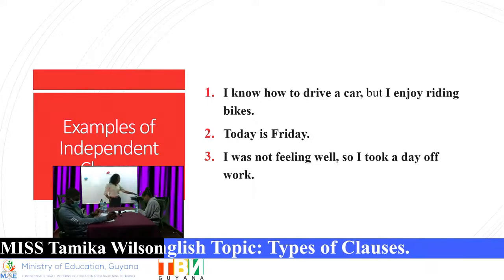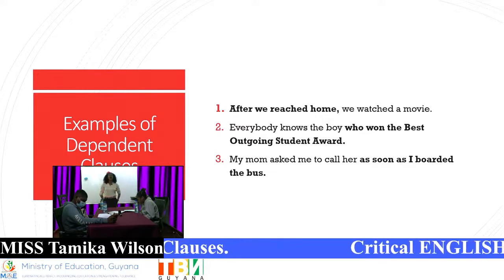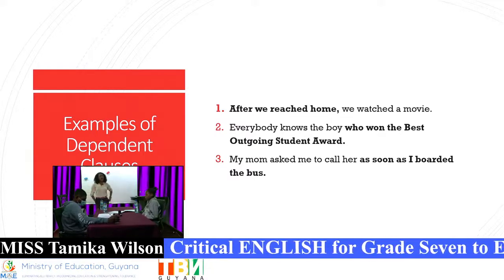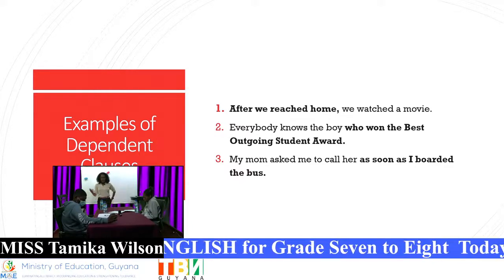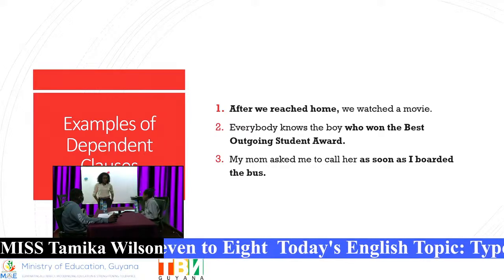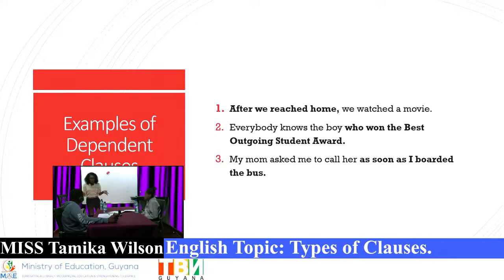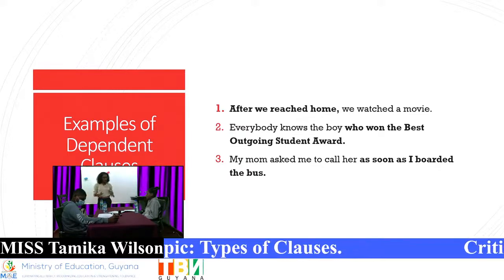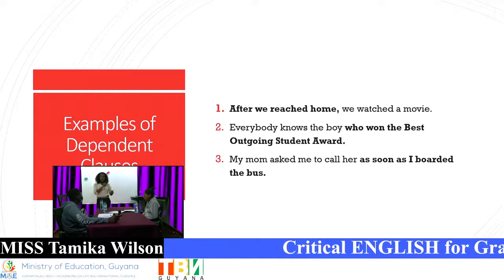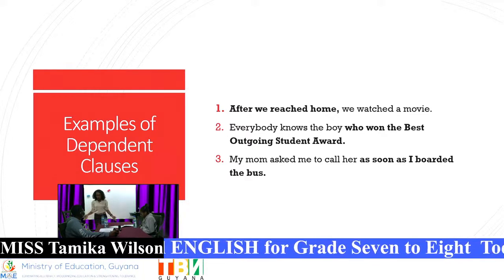All right, let's look at a few examples of dependent clauses. It says, after we reached home, we watched a movie. The dependent clause is in bold. If we take out the independent clause and I say, after we reach home, what would your expression be? After you reach home, what? There's always a question left pondering. It does not express a complete thought. It needs the independent clause to make sense. But when we add we watched a movie, it makes sense: after we reached home, we watched a movie. That tells us exactly what we did when we got home.